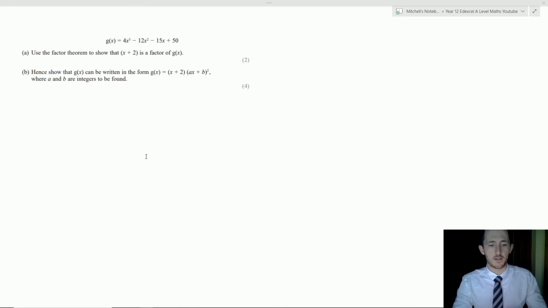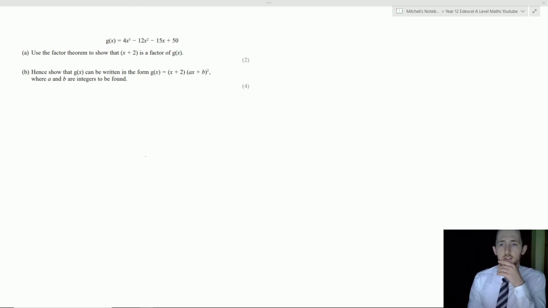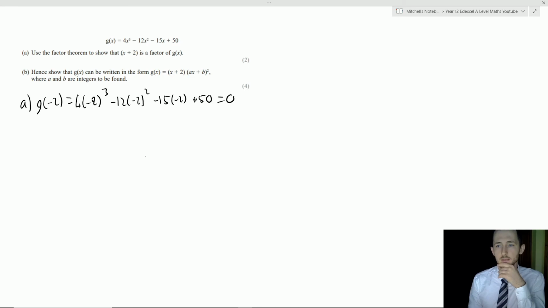So what I'll do is I'll do the next two questions. Stop me if it doesn't make sense. So use the factor theorem to show that x plus 2 is a factor. So hopefully you're seeing a little pattern here, that these are always the same. Okay. 4. Does indeed equal 0. And hence show that it can be written in the form. Okay, so we have x plus 2. And then we're dividing 4x cubed minus 12x squared minus 15x plus 50.